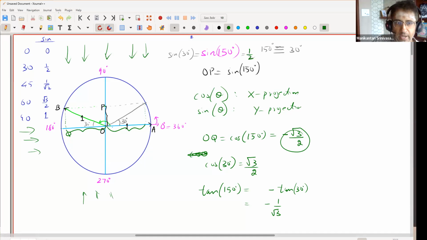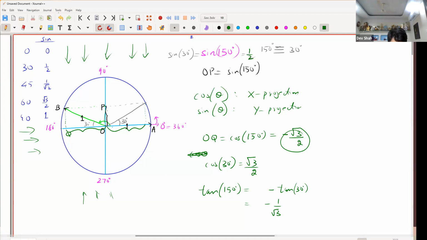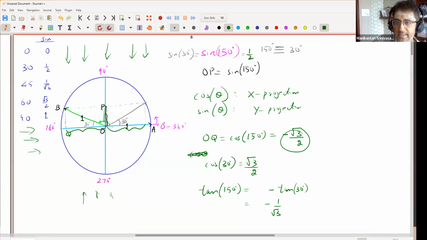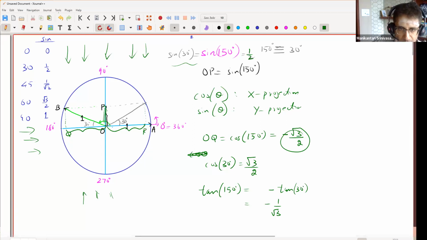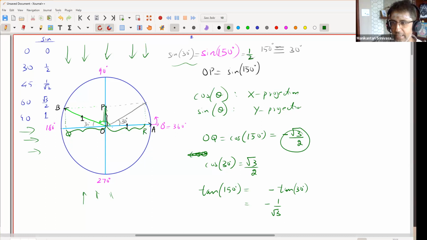Correct? Similarly, where will it fall on the y-axis? It will fall on P. OP was already on the positive y-axis. Therefore, it was the same as positive half, same as sin 30. Whereas OQ, lengthwise, is the same as cos 30. So let's say this is R, right? OQ in length is the same as OR, but in sign, it's the opposite, negative, because it's on the negative x-axis. Clear, Dev? Okay. Guys, you're okay on this completely?